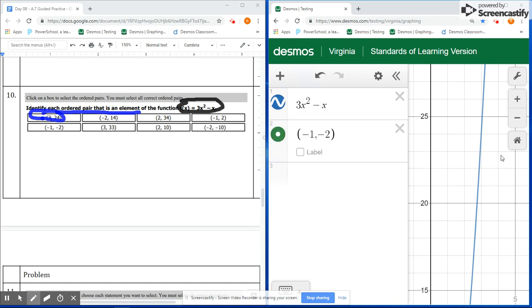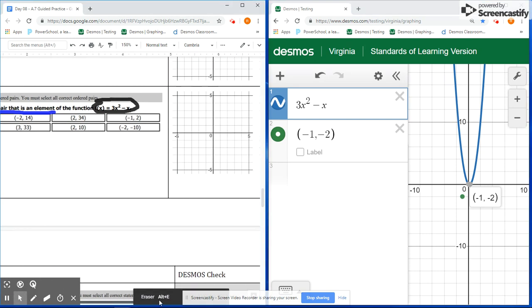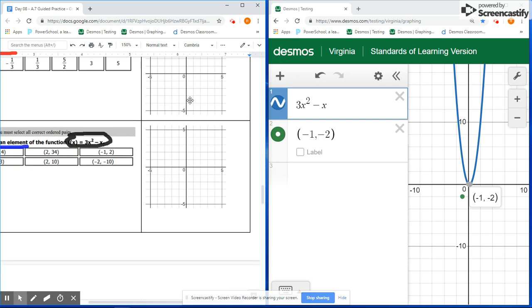Okay, again, it's going to be a green point. There's (-1, -2) right there. It is not on my function. Okay, so this is not, (-1, -2) is not an element of this function here. Okay, so you need to plug in all the rest of 6 of these and see which ones are elements of that function, see which ones are on that parabola. Okay, as always, make sure that you are showing your work here on the right. That way you can get full credit today for your guided practice.